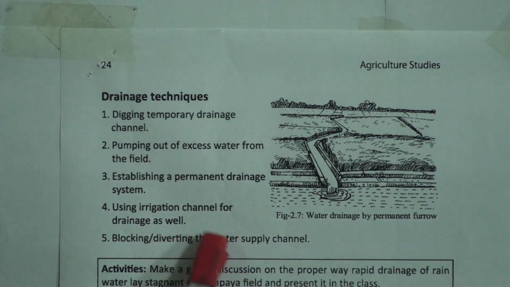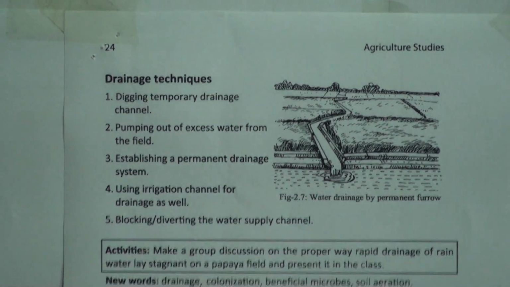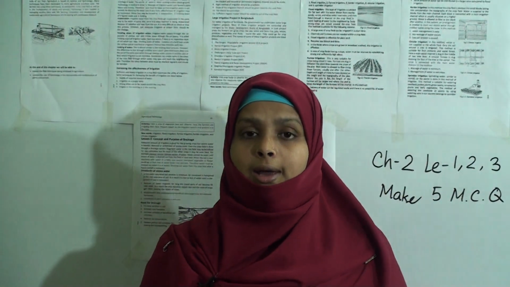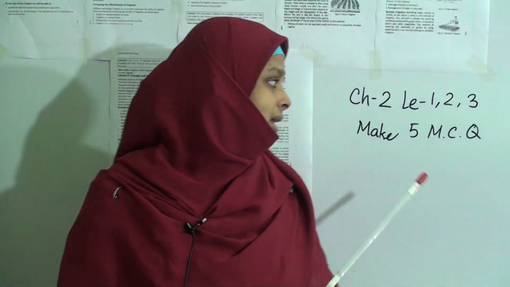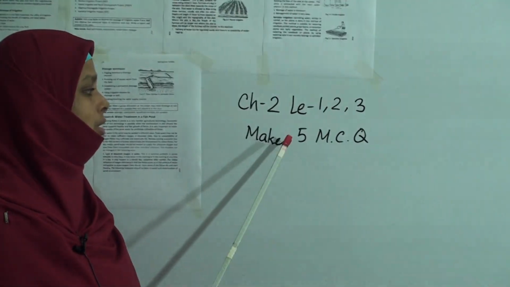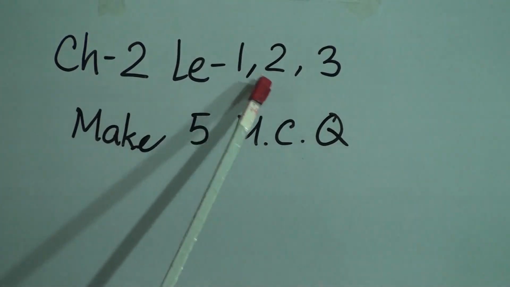Okay, my dear students, for today we have up to this, and I hope that all of you will read the lessons carefully at home again and again, and you will make 5 MCQ from these 3 lessons. Your SW number is 6 and you will make 5 MCQ from lessons 1, 2 and 3.